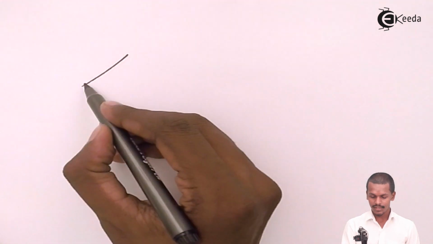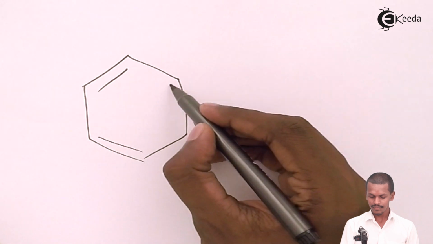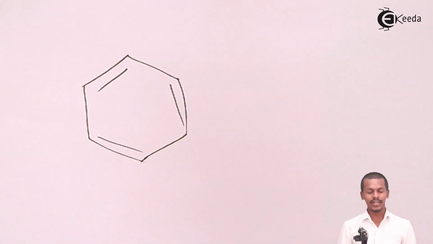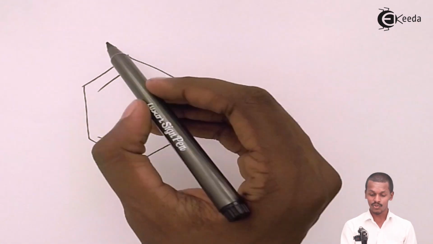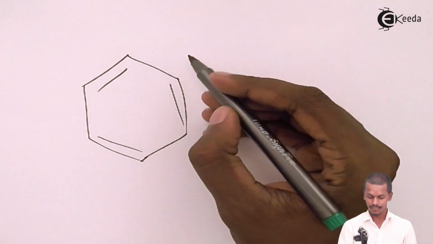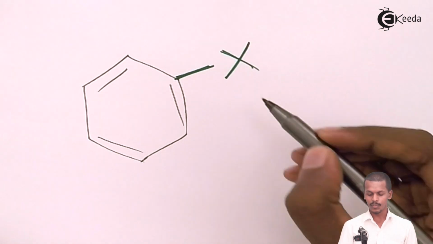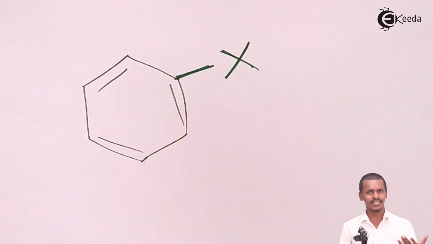Suppose we have a group attached to the benzene. It is not necessary to write the group here, because the numbering starts from the carbon atom where the group is present in a monosubstituted benzene. So suppose a group like X is present, and this X is not highlighted, it is just an element that I have represented over here.